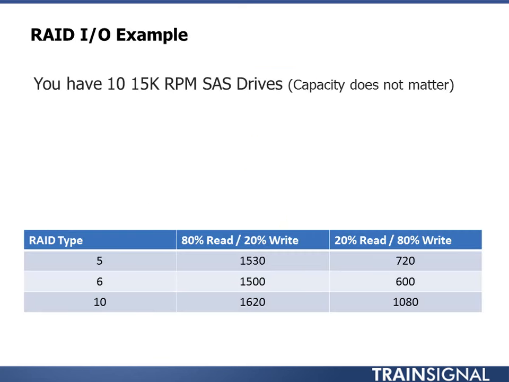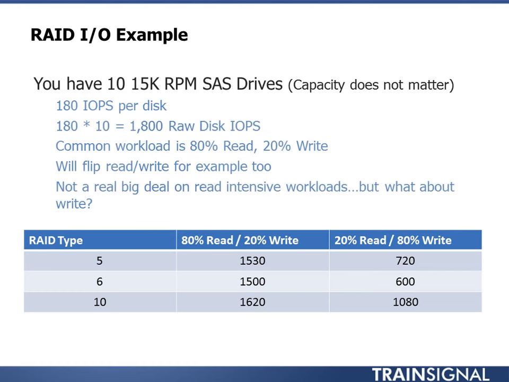An example: you have 10 15,000 RPM SAS drives. I don't care about capacity. Capacity does not denote performance, at least from an IOPS standpoint. It actually would for throughput. Higher density disks often have faster sequential read and write, but I live in a world where sequential read and write is not key. It's usually the IOPS. So you have 10 of these, 180 IOPS per disk, back of the envelope number, 180 times 10, 1,800 raw IOPS.